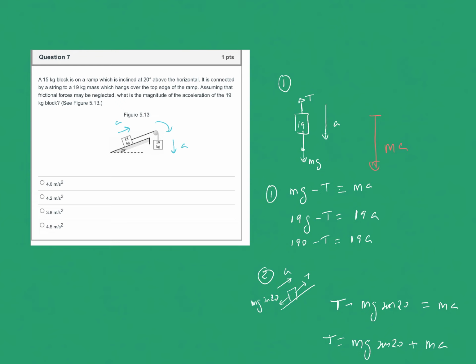This doesn't help me yet to find the acceleration, because I don't know the T. So I need to know the T.